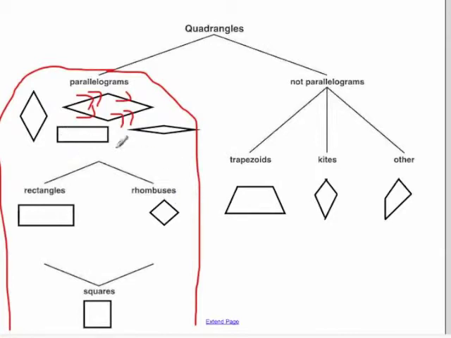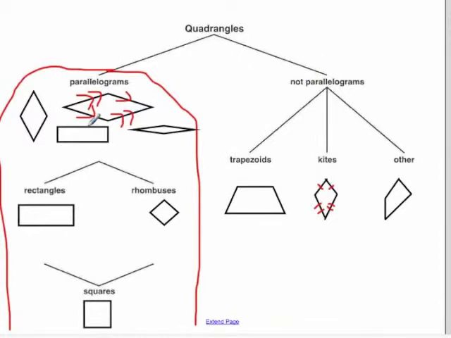If it's not a parallelogram, so it doesn't have two sets of parallel sides, it could either be a trapezoid, one set of parallel sides, or a kite that has no parallel sides, but it does have two sides up here that are the same length, and two sides down here that are the same length. Or it could just be some random four-sided shape that really has no pattern to it at all. Those are all the non-parallelograms, okay?